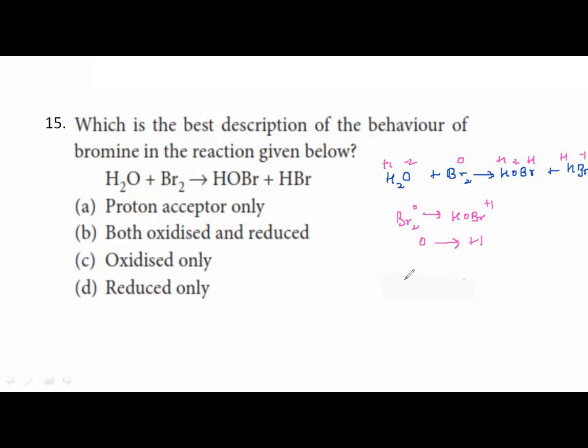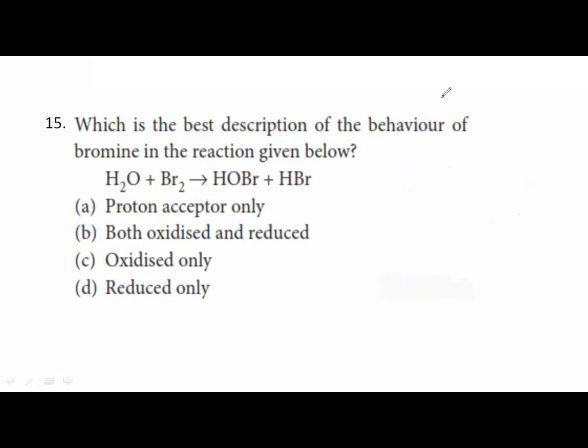And Br to 0, it is becoming HBr. In HBr, it is becoming minus 1. That means from 0, it is becoming minus 1. So here it is losing 1 electron. Here it is gaining 1 electron. So if you look at the above equation, oxidation number of bromine increases from 0 to plus 1, and oxidation number of bromine decreases from 0 to minus 1. Thus, Br2 here is oxidized and here it is reduced. So it is both oxidized as well as reduced. Understood? It is both oxidized as well as reduced.